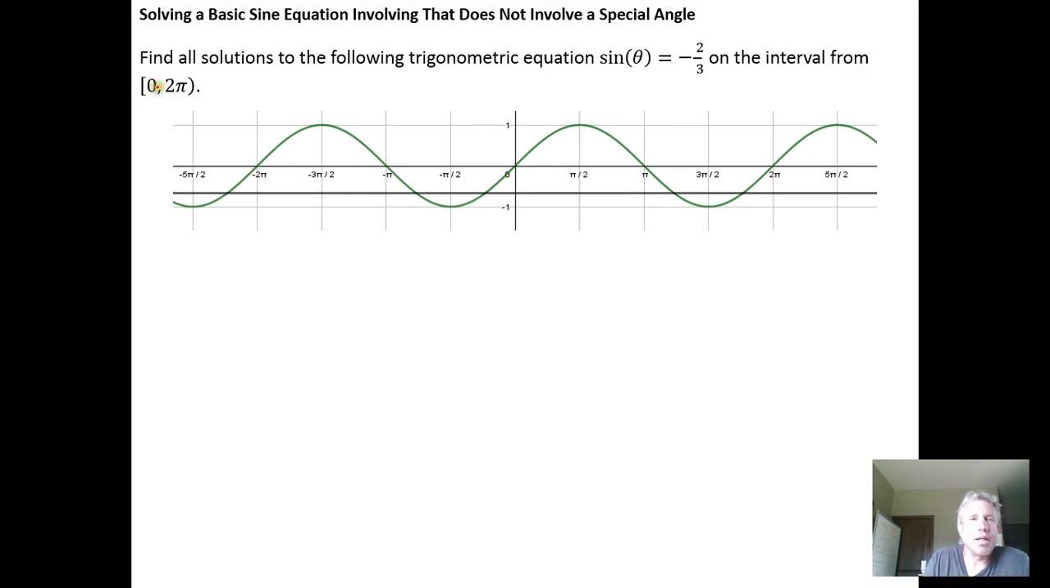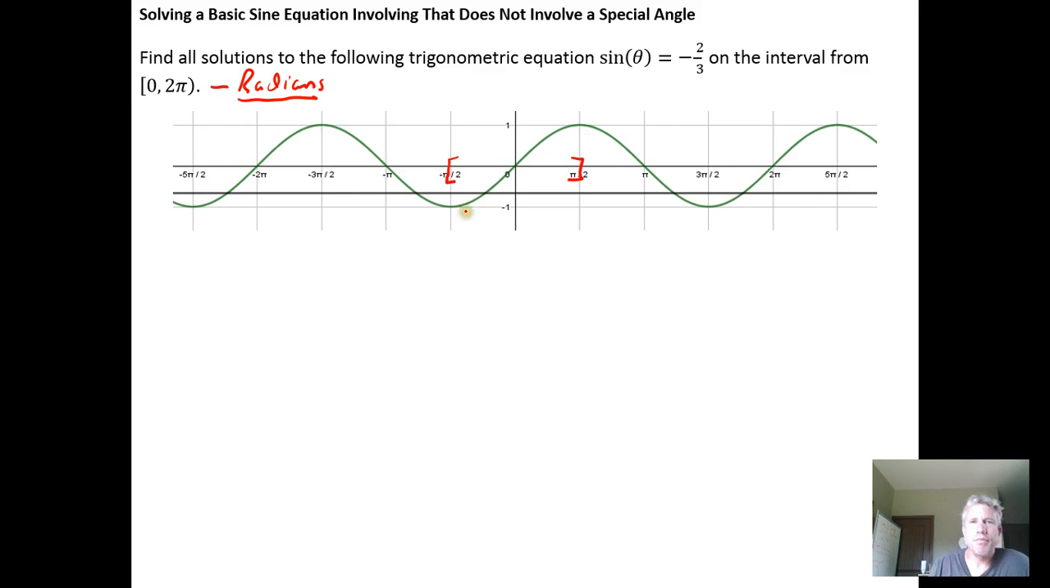Because I'm given the interval from 0 to 2 pi, this implies to me that I need to be working in radians. So I'm not going to worry about degree world right now. I'm going to worry about radian world. And to solve sine theta equals negative 2/3, we're going to need to apply the inverse sine function to both sides. And we know that the inverse sine function has angle outputs that live between negative pi over 2 and pi over 2. So the sine inverse function is defined on the interval only from negative pi over 2 to pi over 2.